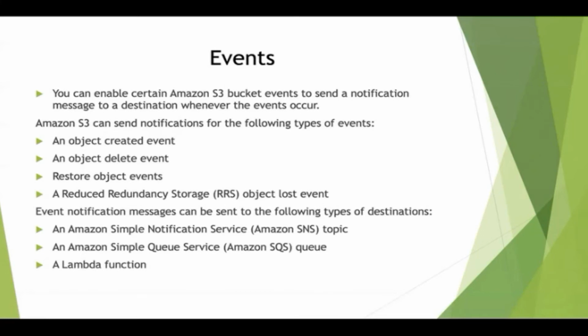And then when it comes to events, we saw that we can send notifications for some of the following events when it comes to an object creation or an object deletion, or restoring object events from a different storage class like Glacier to S3 storage class, or S3 standard, or S3 IA, so on. And when it comes to reduced redundancy storage, if suppose your object is lost in that particular storage class, you'll be able to get notification. And these notifications can be for different destinations. One can be to Amazon SNS, the other one can be to an SQS queue, and the third one is you can trigger a Lambda function.